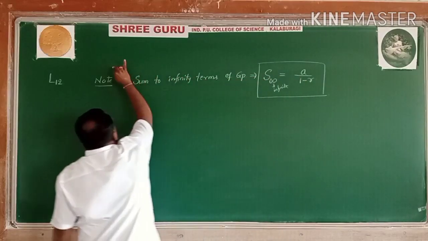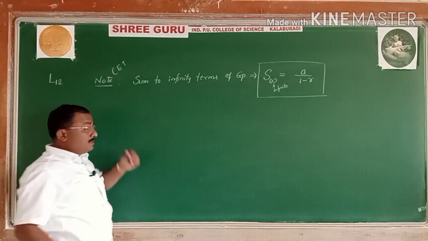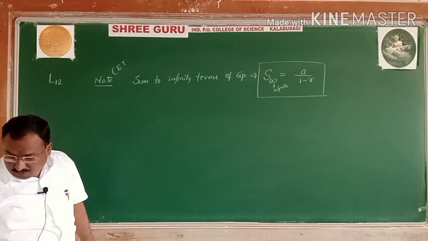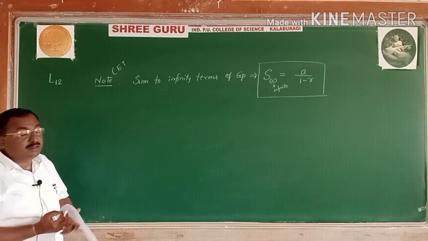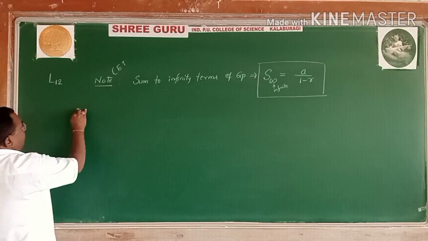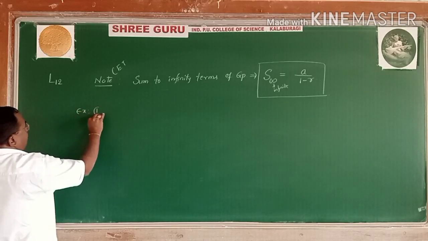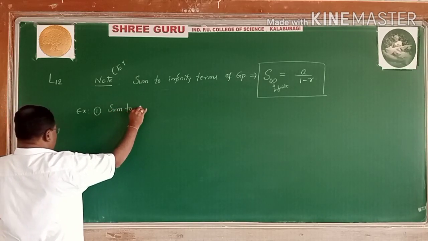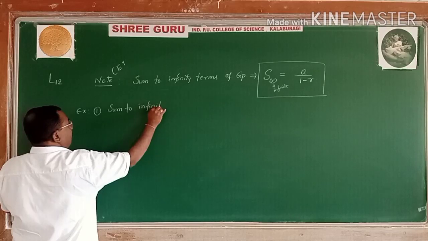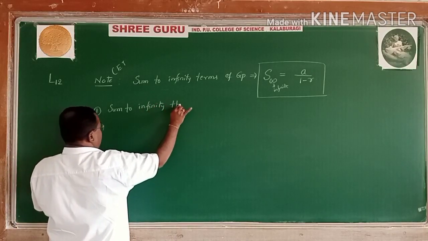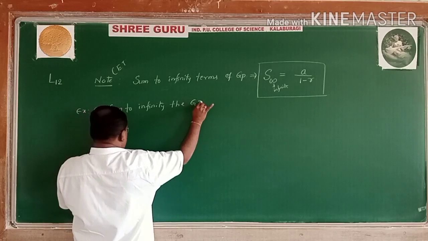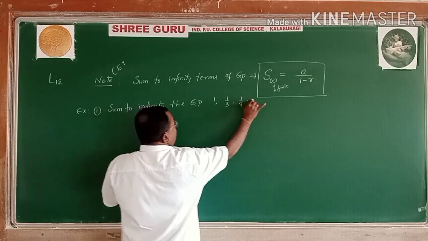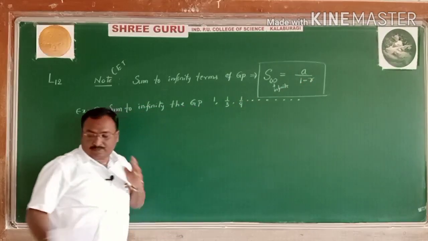This helps for the CT purpose. There are one or two examples, I will write them. Example number 1: find the sum to infinite terms of the GP 1 by 3, 1 by 9, and so on, no end.